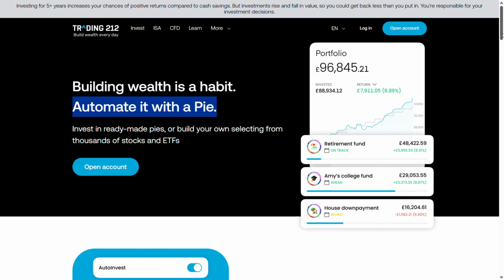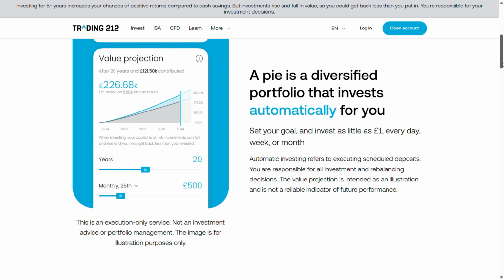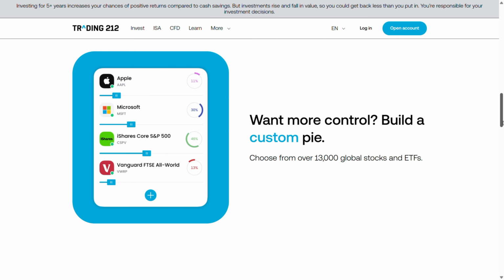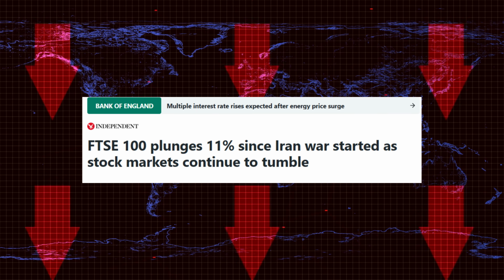And my last mistake that I was in for a while was not making use of the pies and automatic investing. I was just winging it, buying stocks on a whim, and right now in the market is a perfect example. Out there in the world right now, we have wars and conflicts in Iran and other areas, and we have the closing of the Strait of Hormuz that has caused oil prices to skyrocket and stocks and markets around the world to drop drastically.